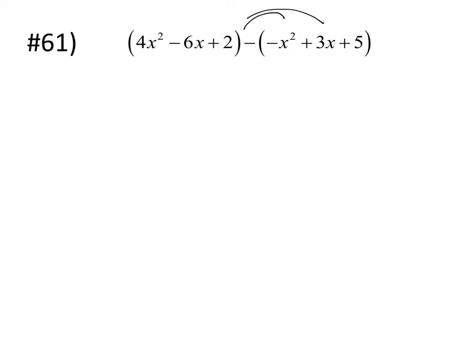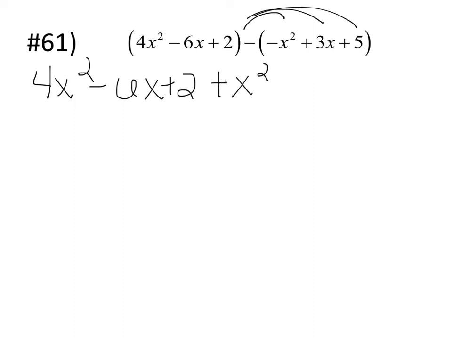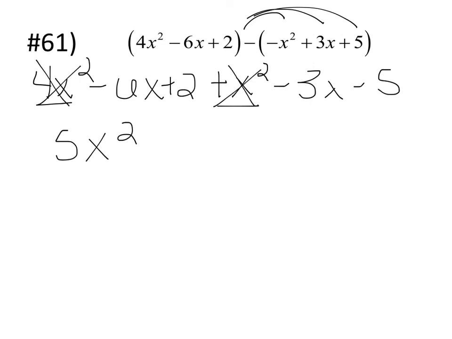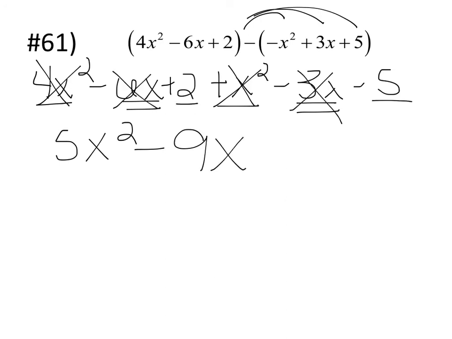Okay, distribute this negative. So you get 4x squared minus 6x plus 2 plus x squared minus 3x minus 5. 4x squared plus x squared is 5x squared. Negative 6x minus 3x is negative 9x. And then 2 minus 5 is negative 3.